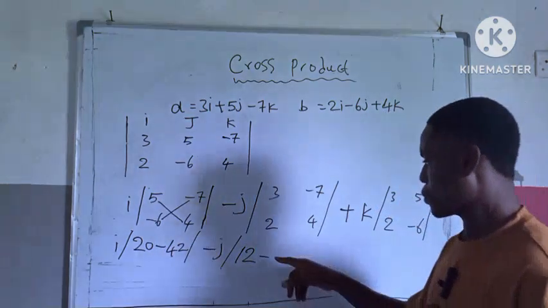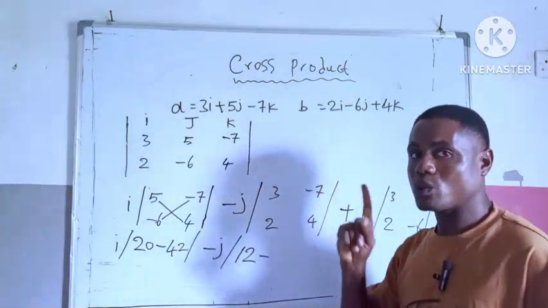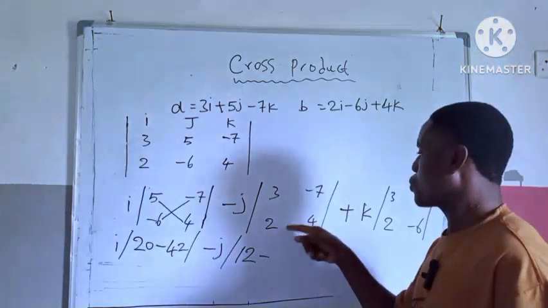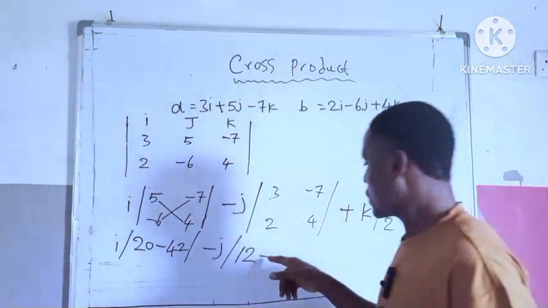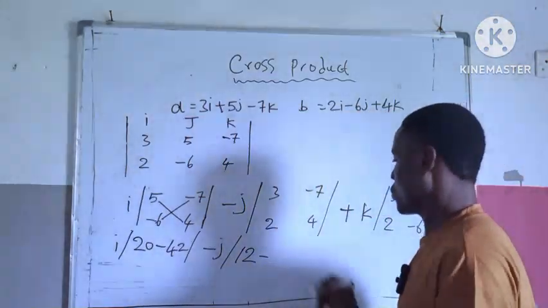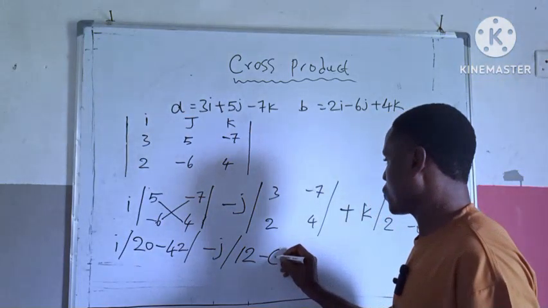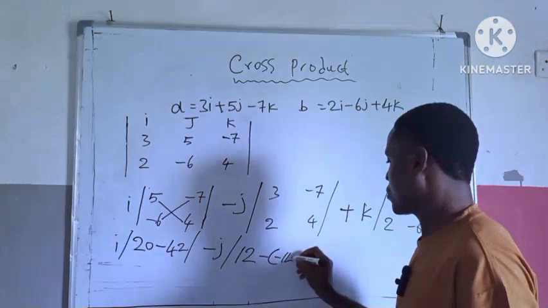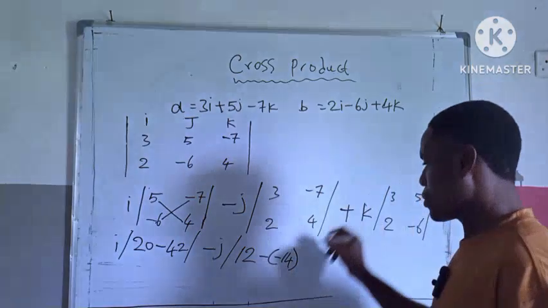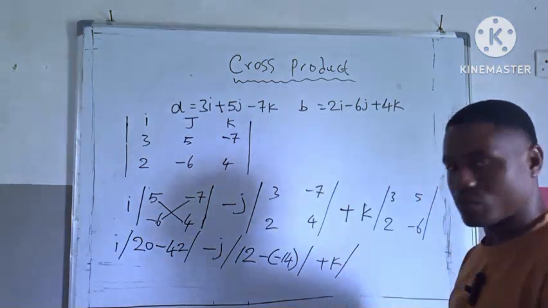Minus, okay? This minus is compulsory. Now 2 times minus 7. Don't be confused. 2 times minus 7. You know, this minus is compulsory. You must put it. So 2 times minus 7 will give us minus 14.